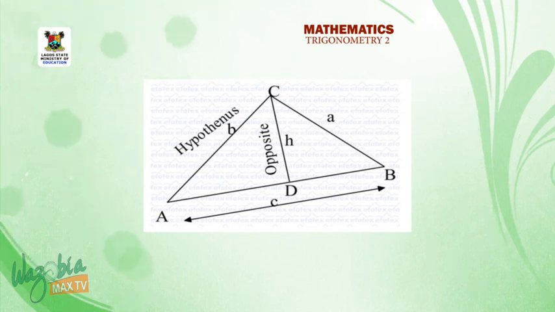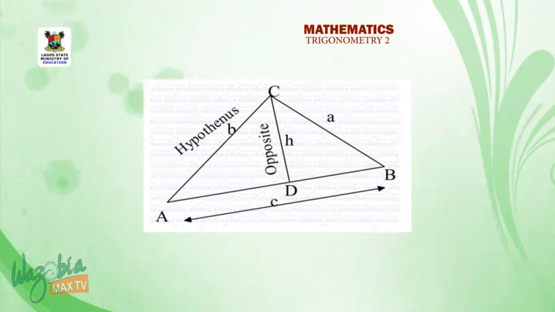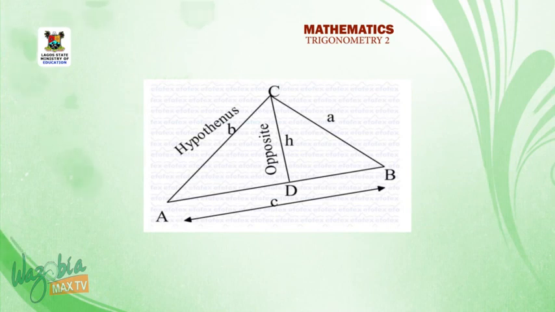And the longest side there is our small b, which we call the hypotenuse. So from there I can say sine A equals h over b. If I cross multiply there, I have h equals b sine A. So I've got an expression for my h.